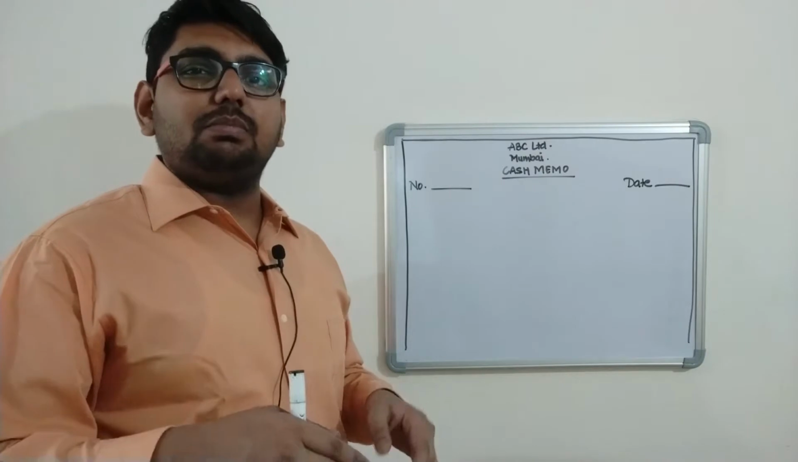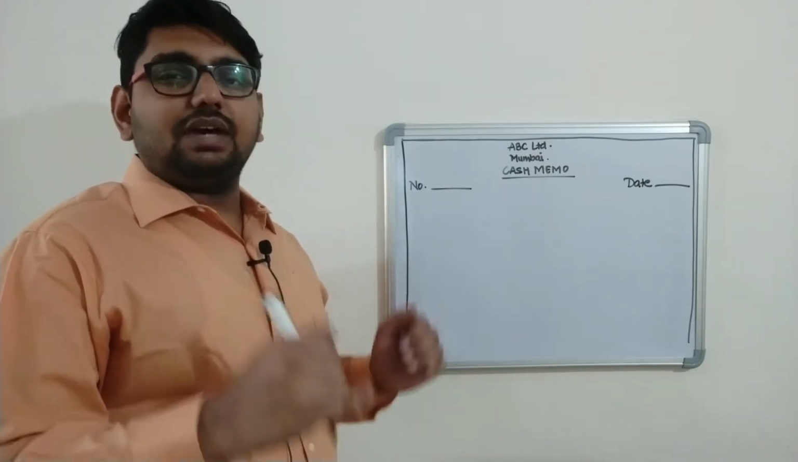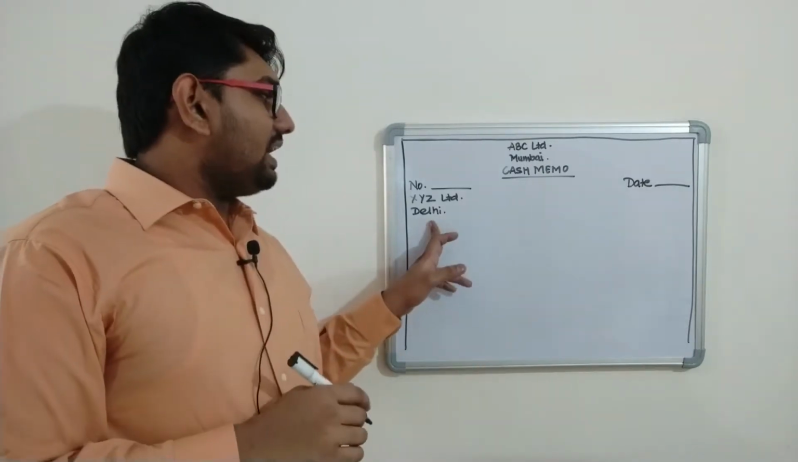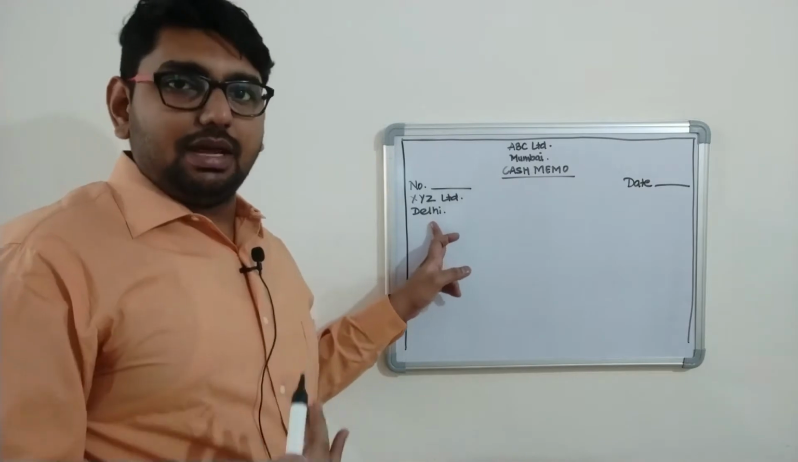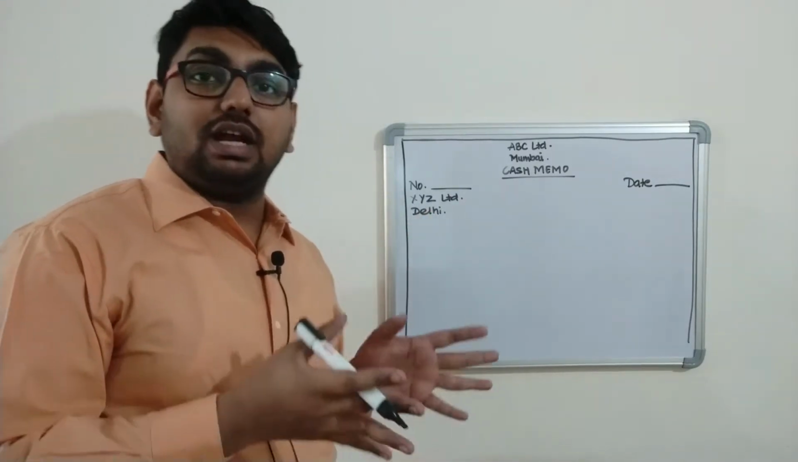This step is skipped by many, so if you skip this step, it is not a problem, but as far as possible, try to write the name of the buyer over here. So I have written over here XYZ Delhi, the name of my buyer. After this, I have to make a box over here, the box of contents.